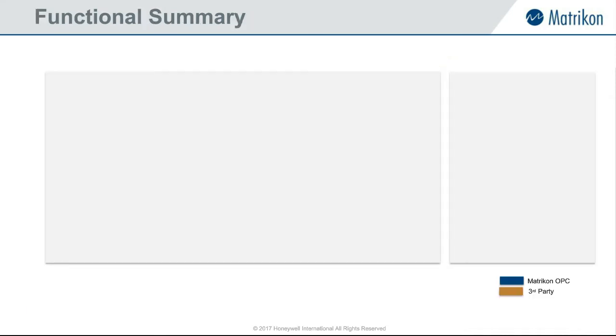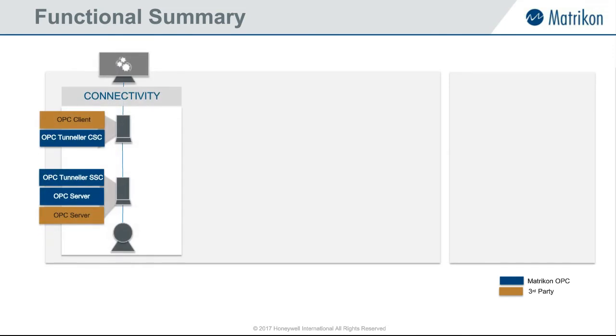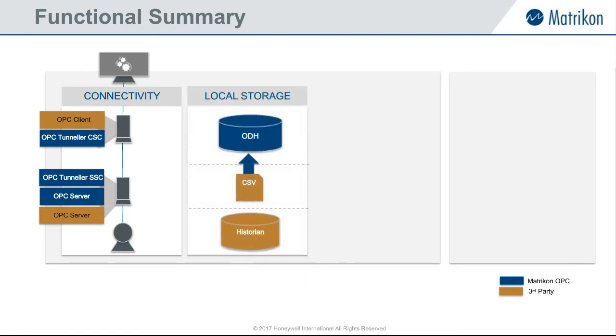So to go over this as a recap, as a functional summary, as I call it. Number one, we talked about connectivity. When you're using Tunneler, it allows you to securely connect between systems, and it ensures that the connection can be established when you're talking across more complex networks, whether that's with firewalls or different domains, and also reconnects automatically.